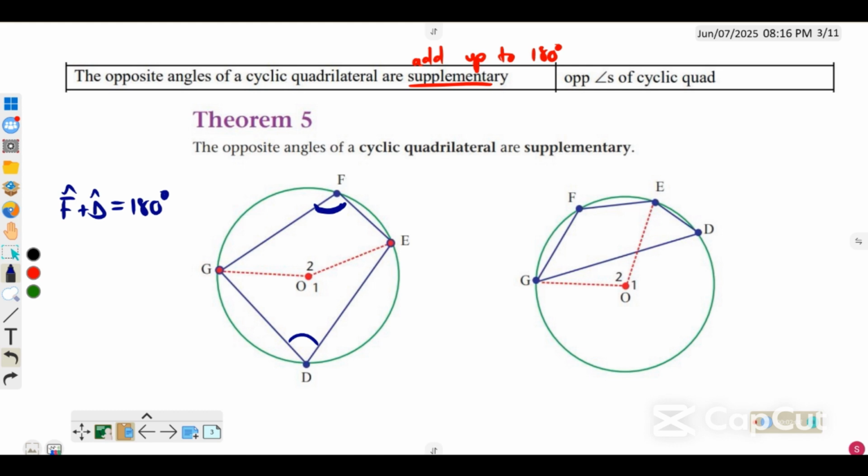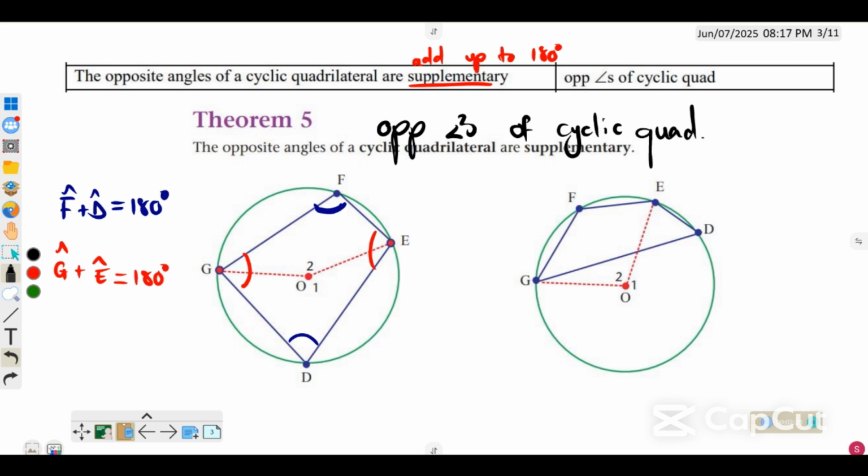As you can see, FEDG is a cyclic quad, and also the other angles. Now this angle right there and that angle there should add up to 180 degrees. Angle G plus angle E should give us what? 180 degrees. And the reason to use for this, as specified there, is opposite angles of a cyclic quad, the accepted reason according to the examination guidelines.